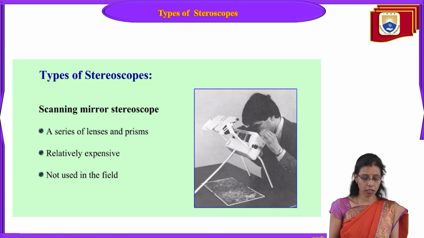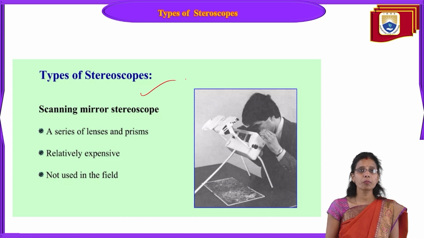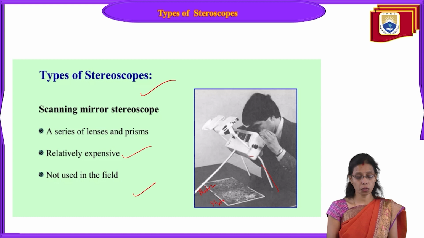Now there is one more type here, the scanning mirror stereoscope. What is a scanning mirror stereoscope? A series of lenses and prisms, and it is relatively expensive and it is not used in the field. So this is a kind of scanning mirror stereoscope. You can see again photo 1, photo 2 is kept here. It is also used for stereo vision, but usually it is not used in the field.